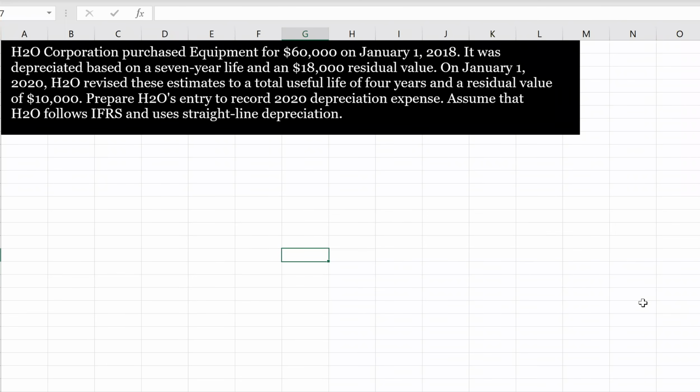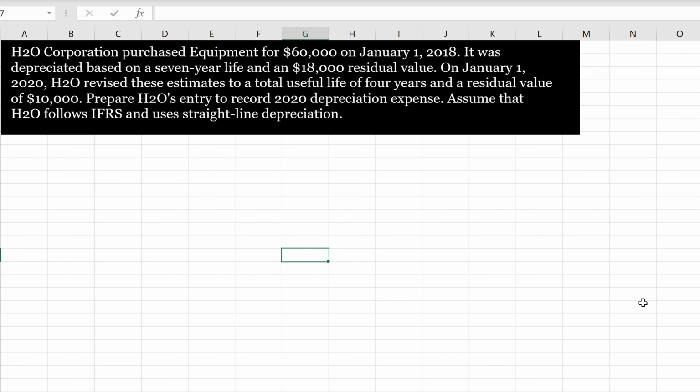H2O Corporation purchased equipment for $60,000 on January 1st, 2018. It was depreciated based on a 7-year life and an $18,000 residual value. On January 1st, 2020, H2O revised these estimates to a total useful life of 4 years and a residual value of $10,000. Prepare H2O's entry to record 2020 depreciation expense. Assume that H2O follows IFRS and uses straight line depreciation.